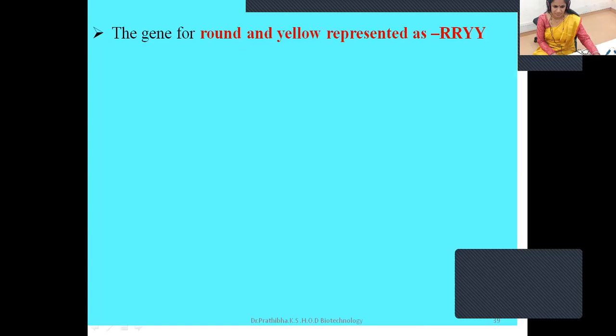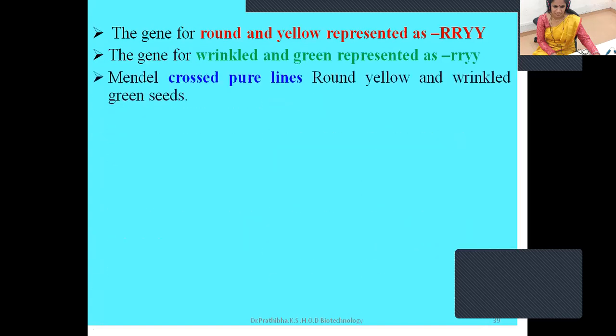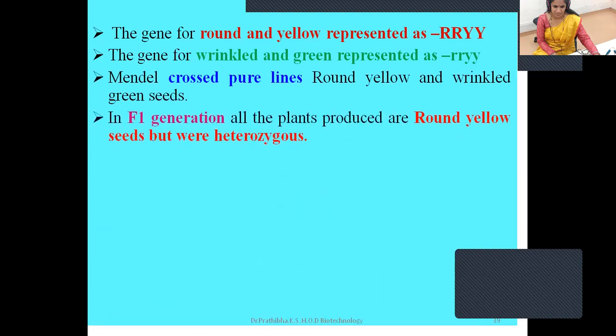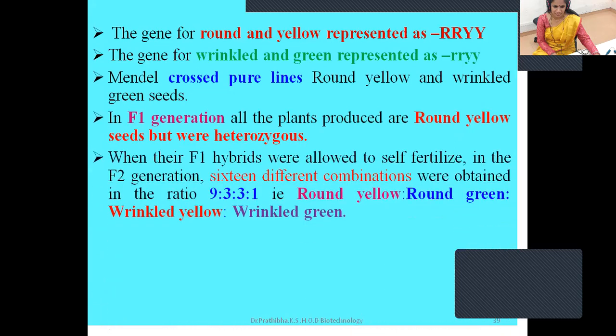The gene for round and yellow is represented as capital RR, capital YY. The gene for wrinkled and green is represented as small rr and small yy. Mendel crossed pure lines, that is round yellow and wrinkled green seeds. After the cross, below you need to write the explanation. In F1 generation, all the plants produced round yellow seeds, but they were heterozygous. The parents were actually homozygous, but we got heterozygous in the F1 generation.